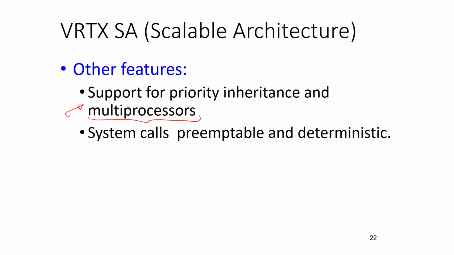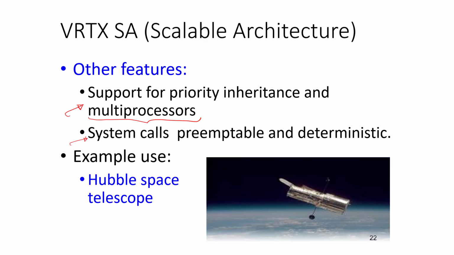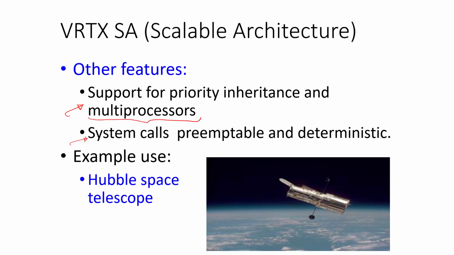So many times we have underscored the point: what exactly is the issue with multiprocessors, in the sense, what is our problem with spin locks and so on. Furthermore, system calls were made preemptible, which is again one of our requirements, and the time that they take was made deterministic, which is something that we need, right? So determinism increases predictability, and that is how guarantees can be provided. An example used would be the Hubble Space Telescope, which uses the VRTX operating system.